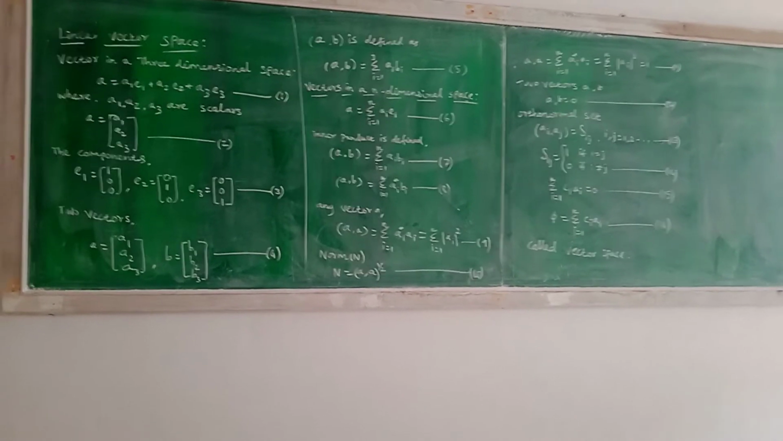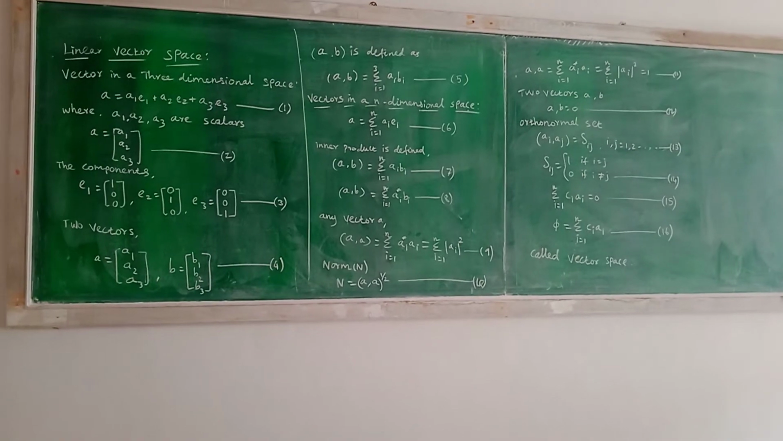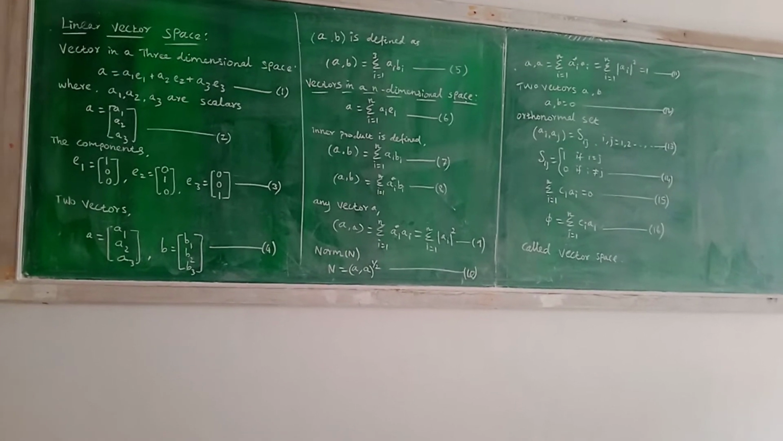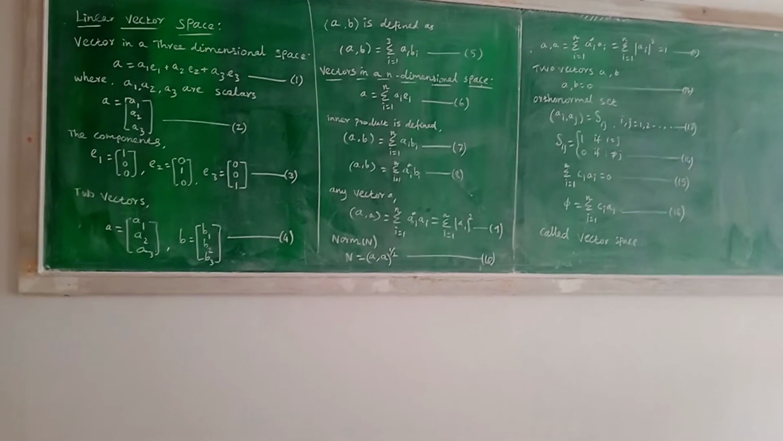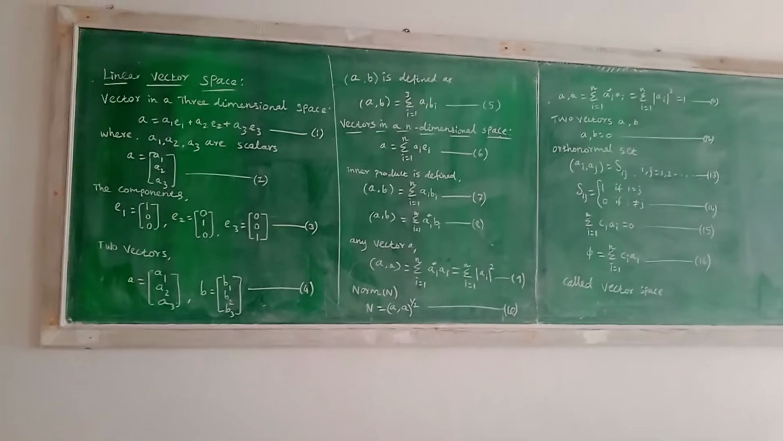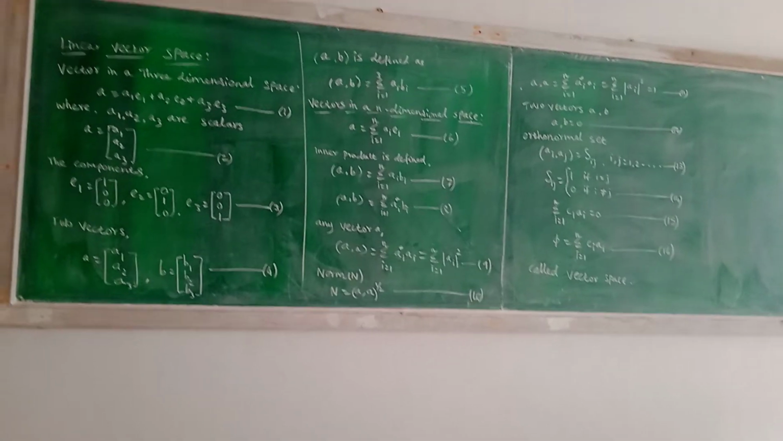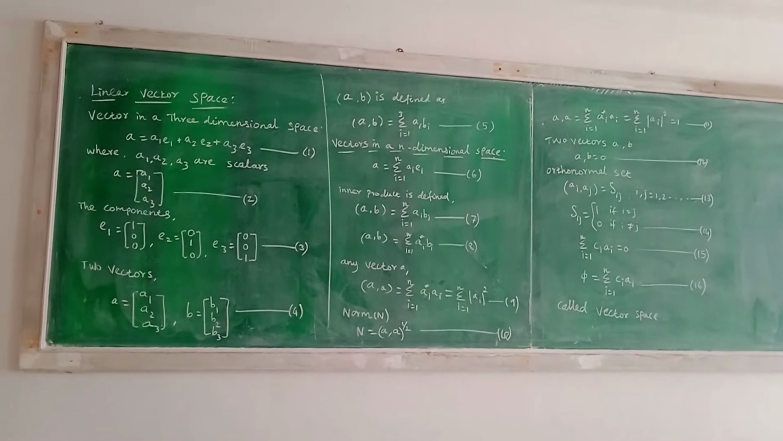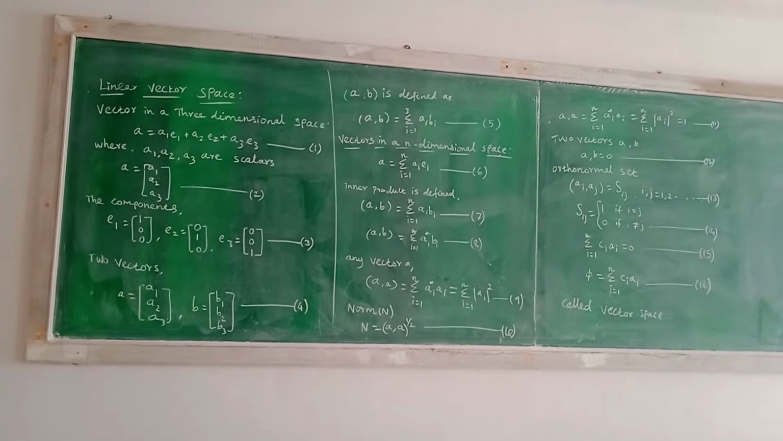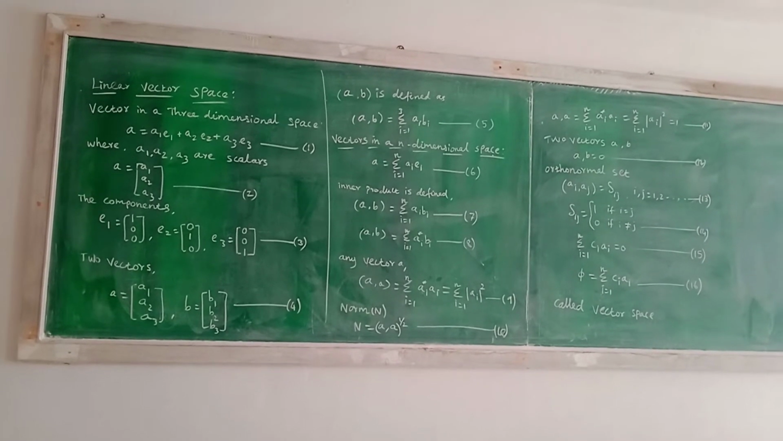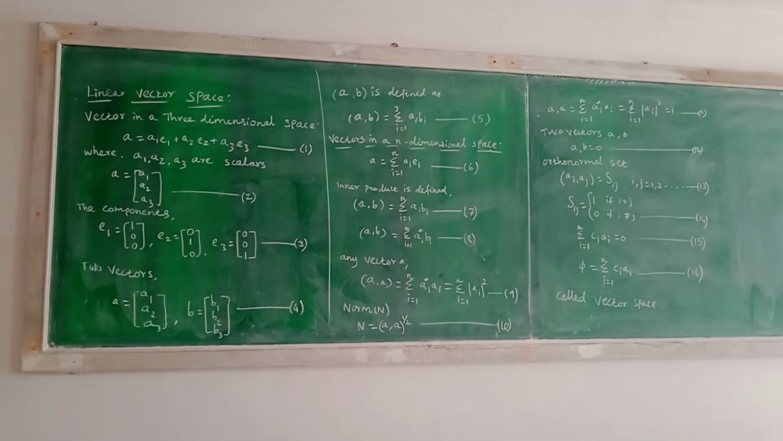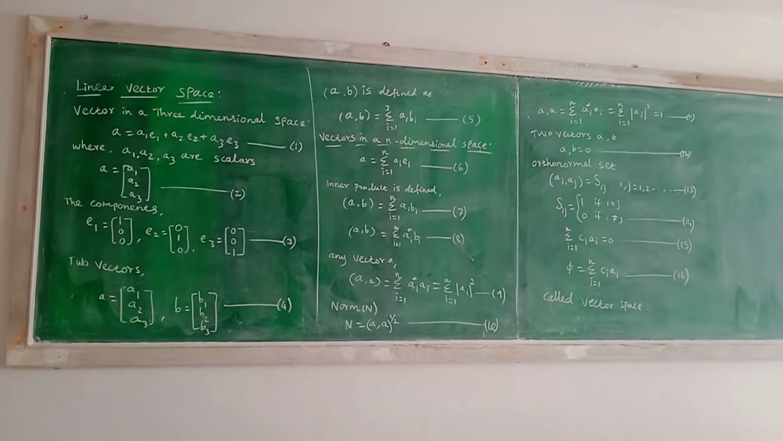If the vectors are complex, that is, if the components of the vectors are complex numbers, the inner product is defined as A·B equal to the summation over i equal to 1 to n of ai star bi, where for any complex number z, z star denotes the conjugate. For any vector A, (A, A) equal to the summation of ai star ai, equal to the summation of modulus ai squared.